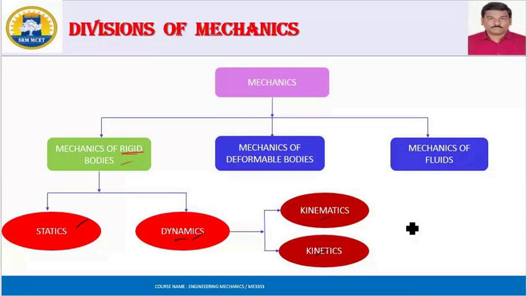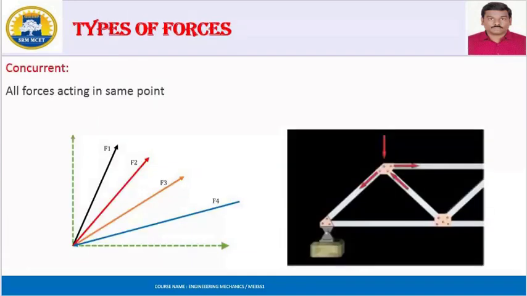It's a moving object. That is called the dynamics. So what are the forces acting on a two-wheeler or four-wheeler? If you study that, that is called the dynamics. So next we can see the types of forces.